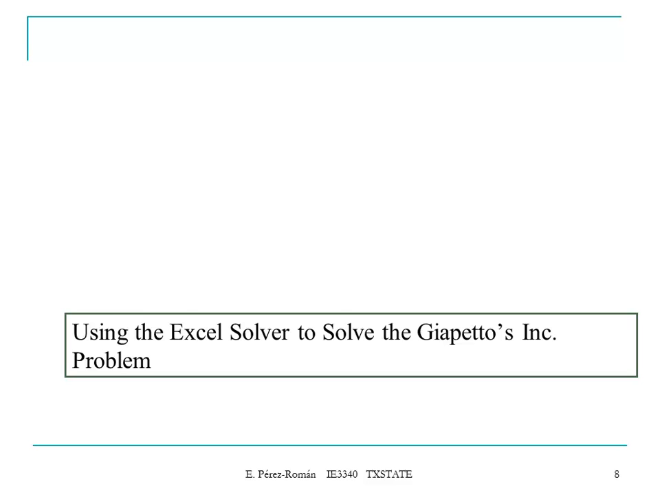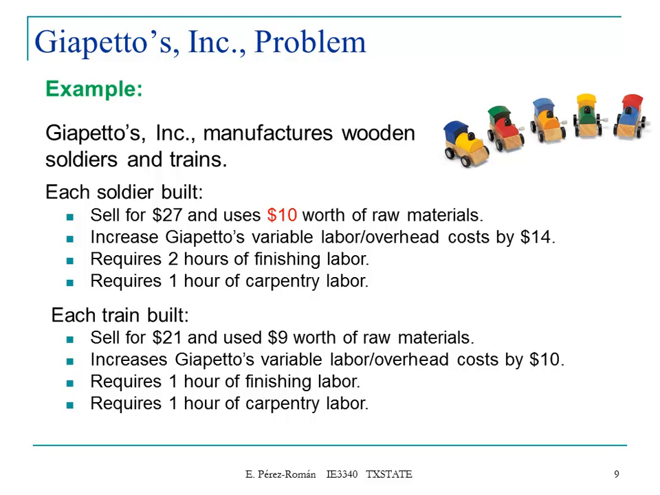Okay, so let's go back and review these problems. Remember this problem? This is the first LP we discussed in class. You have two different products, and you want to decide how many of each you're going to produce. Specifically, you have trains and soldiers. You have a profit that you make for selling each type of product.